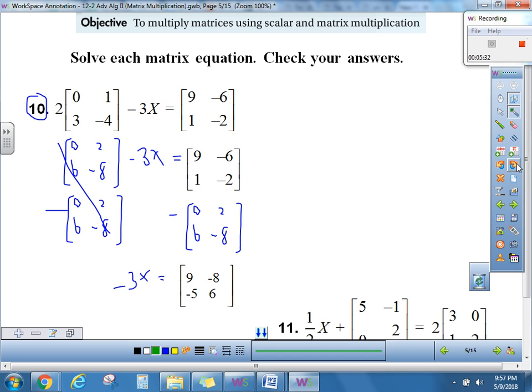Let's do that again. There we go. I do 1 minus 6, which gives me 5, and negative 2 minus 8, or minus a negative 8, which gives me 6. So from there, I still have negative 3x equals that matrix.